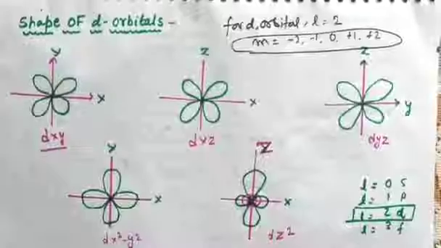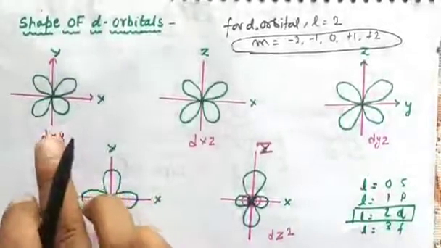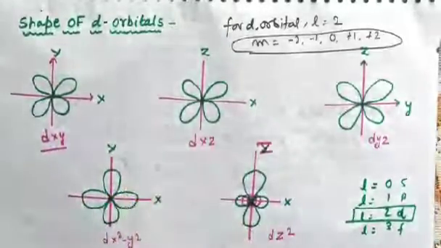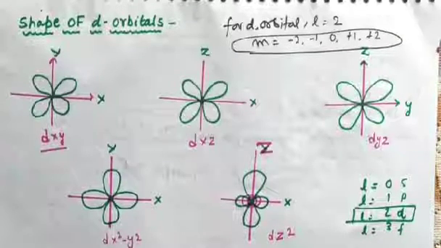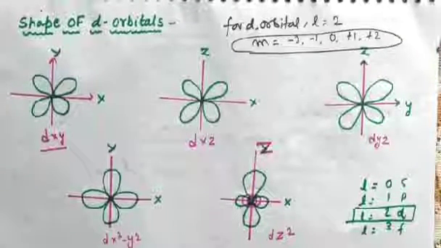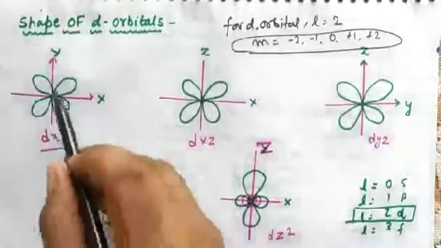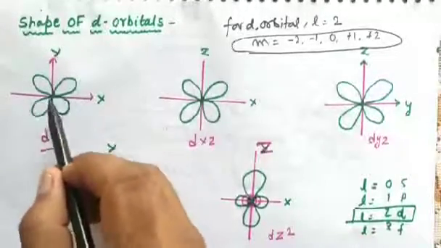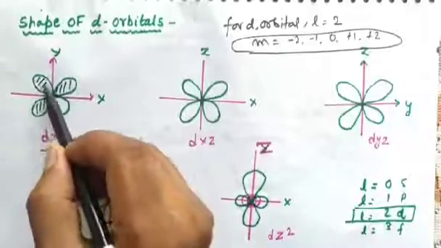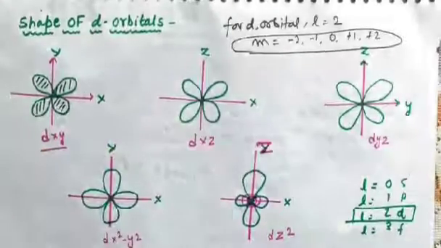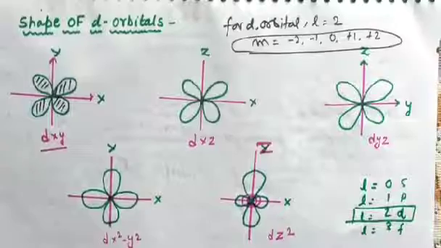So these are 5 d orbitals. Each d orbital is different in shape, size and energy. Each d orbital is a double dumbbell, or you can say bidumbbell. This is the dumbbell, this is along, between this axis. So these are double dumbbell shapes.